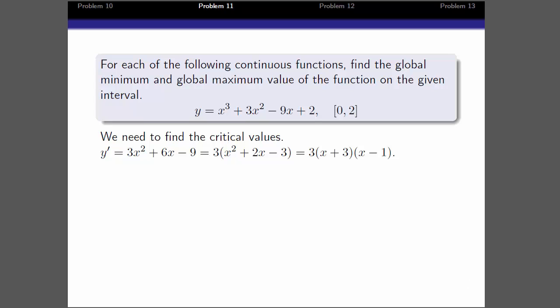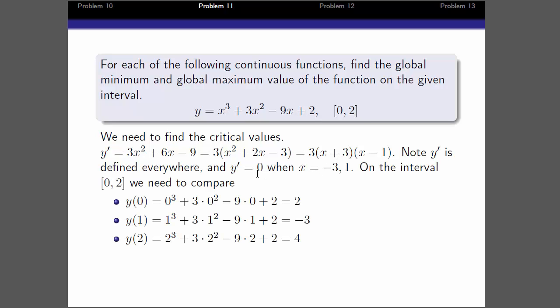Okay, problem number 11. For each of the functions, find the global minimum and global maximum values on the given interval. So in this one, just interval 0 to 2, nice small interval for us, a cubic equation. So to get the critical values, we differentiate. We set the derivative equal to 0, and that's going to give us two critical values.